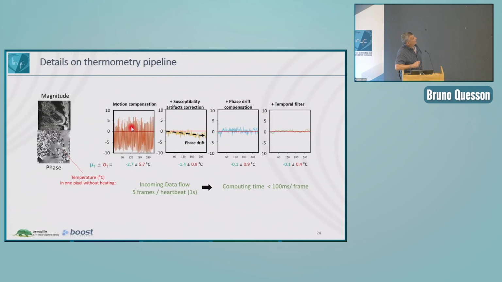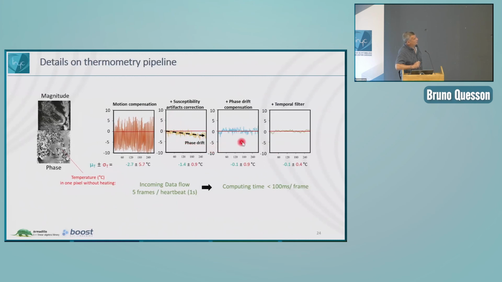This is an example where you see, for example, in a single pixel, the apparent temperature change if you do motion compensation on magnitude images. Then if you compensate for the phase changes that create susceptibility artifacts on the phase, you get this much nicer curve, but you still get phase drift.